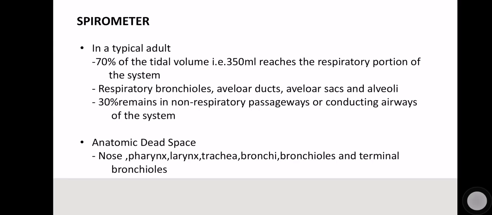Next, in a typical adult, 70% of the tidal volume, that is 350 ml, reaches the respiratory portion of the system: respiratory bronchioles, alveolar ducts, alveolar sacs, and alveoli. 30% remains in the non-respiratory passageways or conducting airways of the system, the anatomical dead space: nose, pharynx, larynx, trachea, bronchi, bronchioles, and the terminal bronchioles.